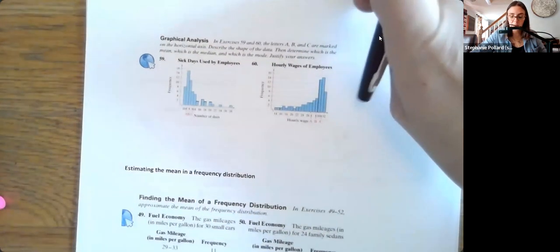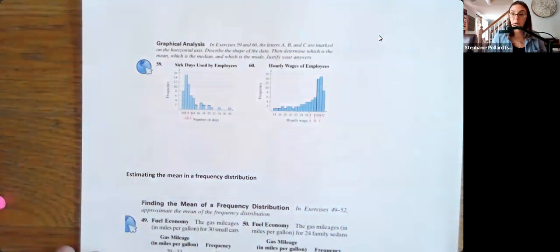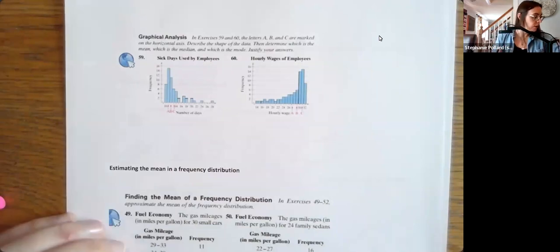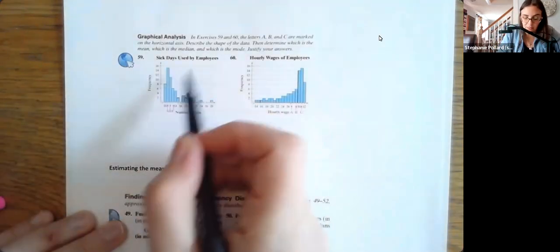All right, just a couple more examples with graphs. And again, I like these because we do a little in class, but we really don't do as much. So this gives us just a little bit more here. So in exercises 59 and 60, the letters A, B, and C are marked on the horizontal axis, and you can see them in pink. Describe the shape of the data, and then determine which is the mean, the median, and which is the mode, and justify your answers.